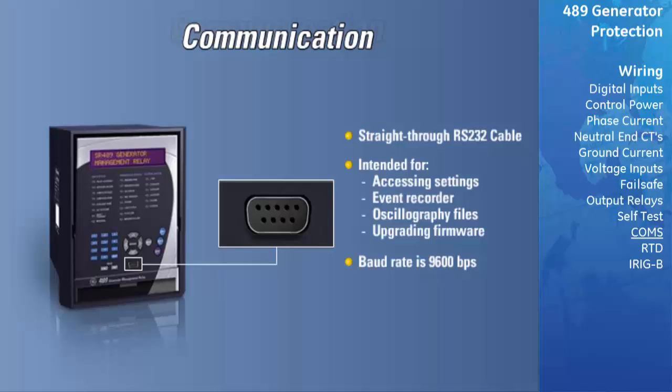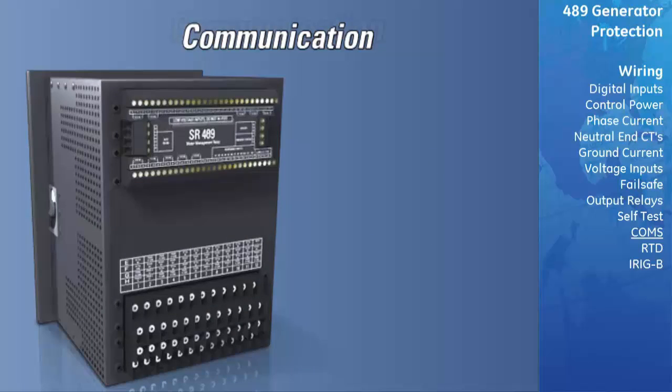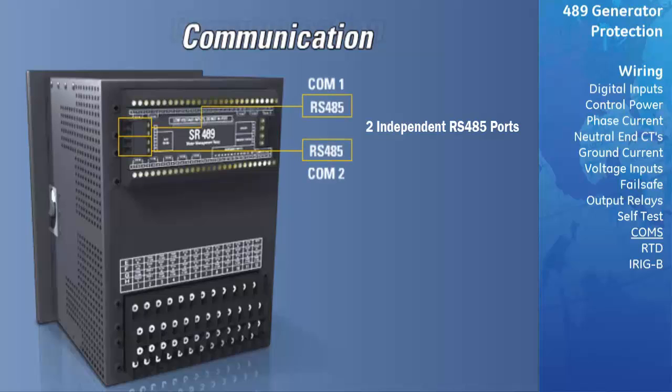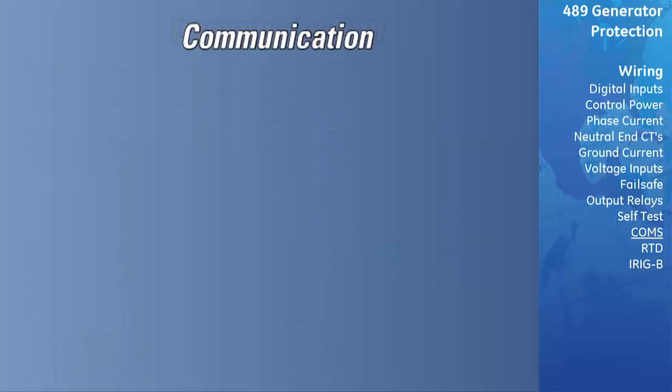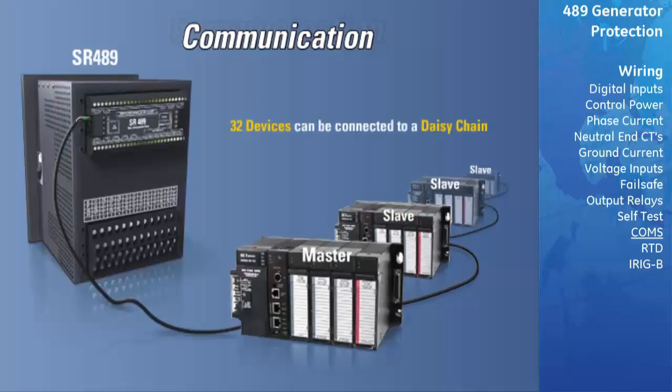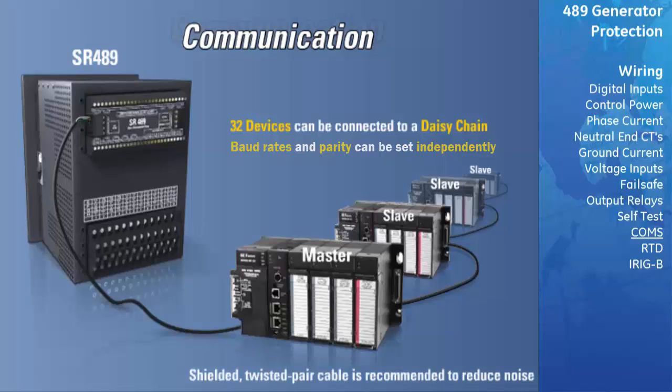The rear communication ports are independent RS-485 ports. Both ports can be accessed at the same time and are intended to be connected to a Modbus or DNP communication network. A maximum of 32 devices can be connected to a single daisy chain. Baud rates and parity can be set independently for each port. To reduce communication errors caused by noise, shielded twisted pair cable is recommended. The cable should be grounded at only one end, either at the relay or the master device. Terminating resistors and capacitors are also recommended to reduce interference.